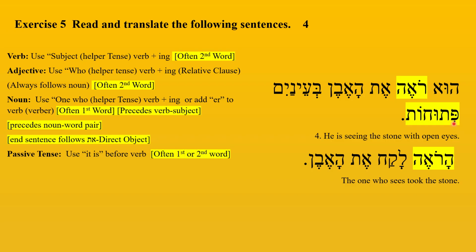Again, the eyes are not acting here. The open is not an active participle, it's a passive participle, with open eyes. And ha-ro'eh lekach et ha-even. So now we have an active participle with the ha in front of it in the first position. So probably this is the subject. The one who is seeing, or the one who sees. Lekach took the stone.